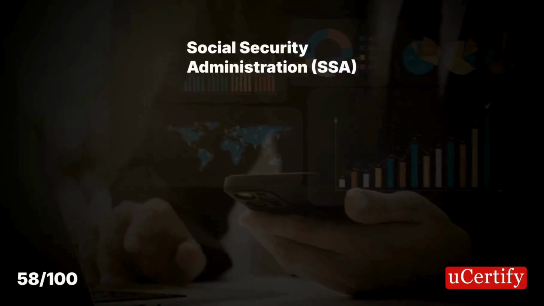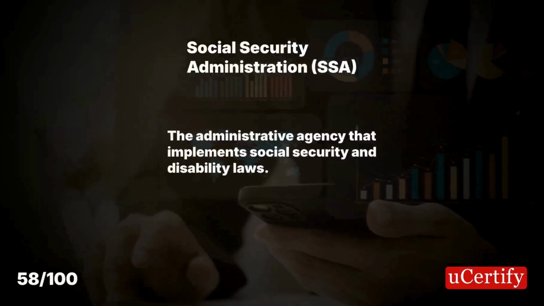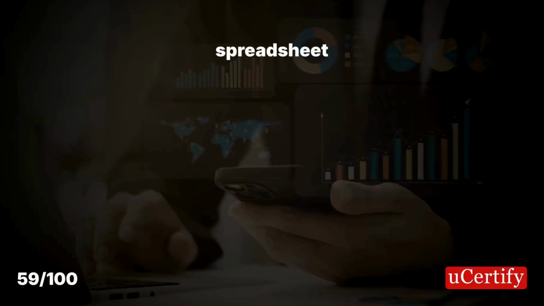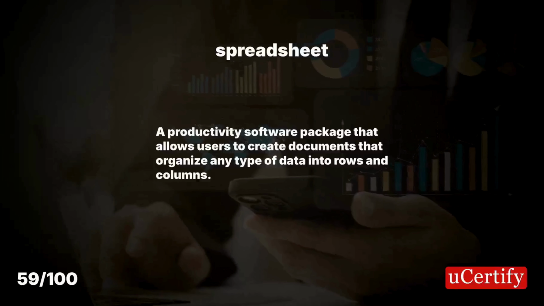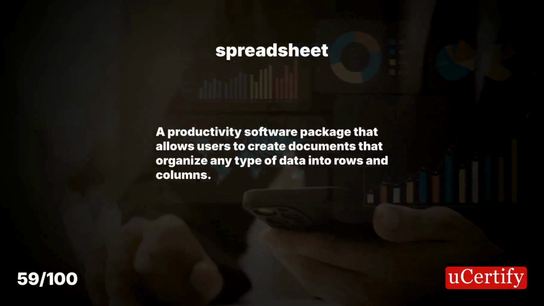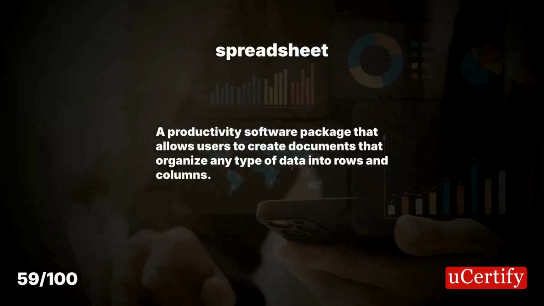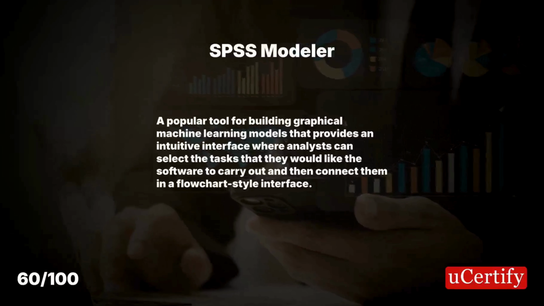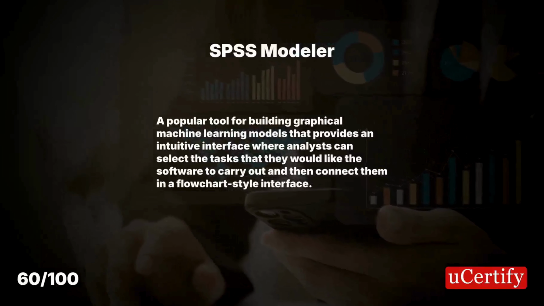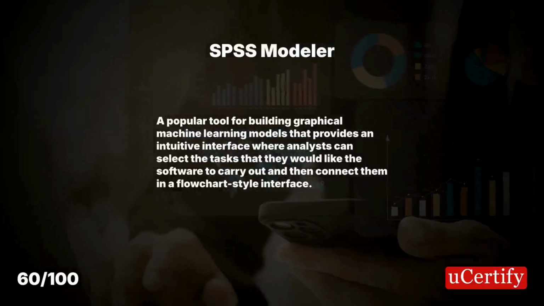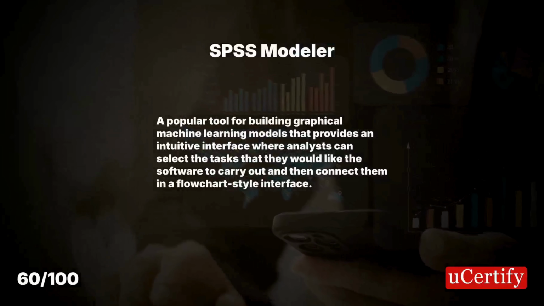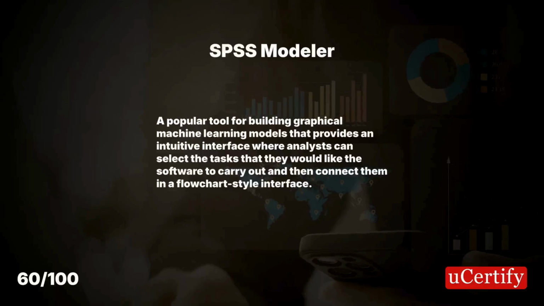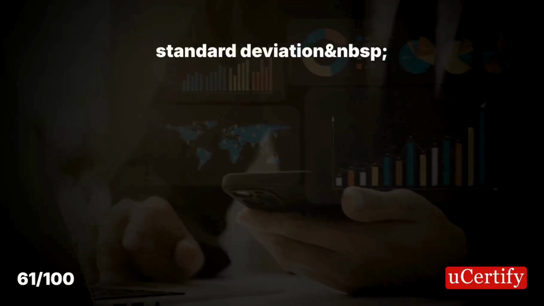Term: Social Security Administration, SSA. Definition: the administrative agency that implements Social Security and disability laws. Term: spreadsheet. Definition: a productivity software package that allows users to create documents that organize any type of data into rows and columns. Term: SPSS Modeler. Definition: a popular tool for building graphical machine learning models that provides an intuitive interface where analysts can select the tasks that they would like the software to carry out, and then connect them in a flowchart-style interface.